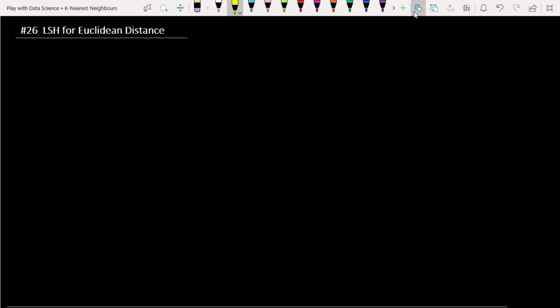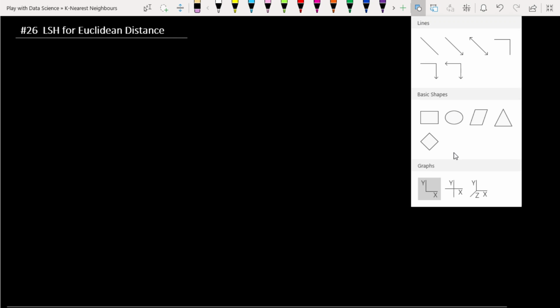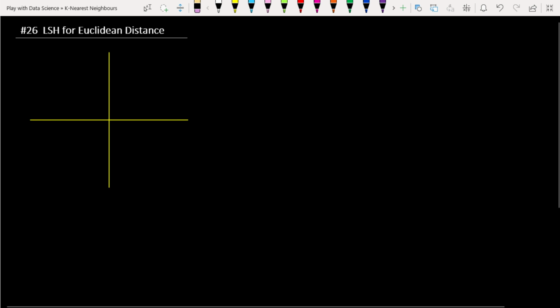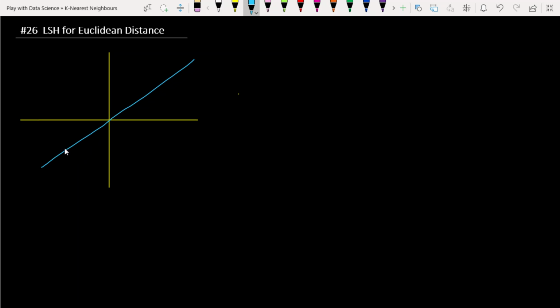So let's see. Suppose this is our data plane, and this is our hyperplane that will divide it. We have already seen this plane, and we have taken it randomly by using the normal 0 1 distribution. The perpendicular of this plane is simply w1.